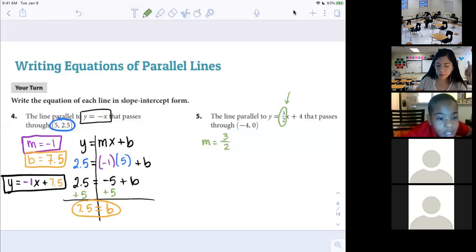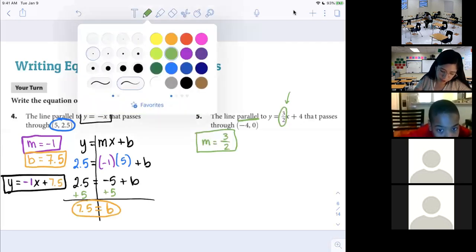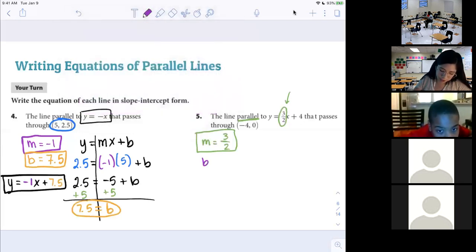How do I know that my new line, these are two different lines we're talking about. Okay, my new line has to have the same slope because it is parallel. Okay, so now I know my slope. I'm going to box it so Jalen doesn't miss it next time. No offense, Jalen. I don't know my b though. That's what I'm trying to find.